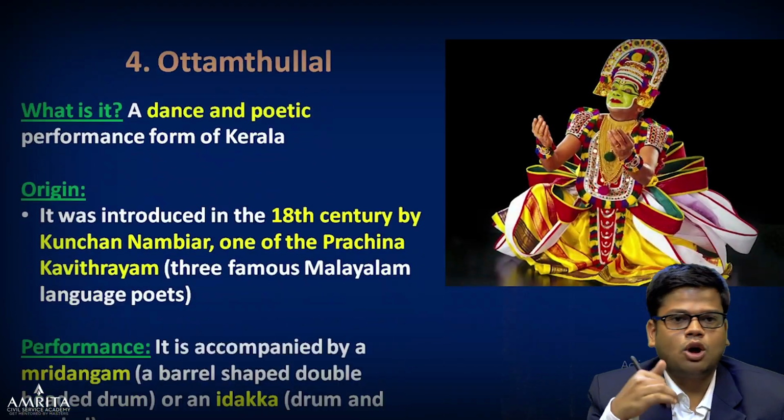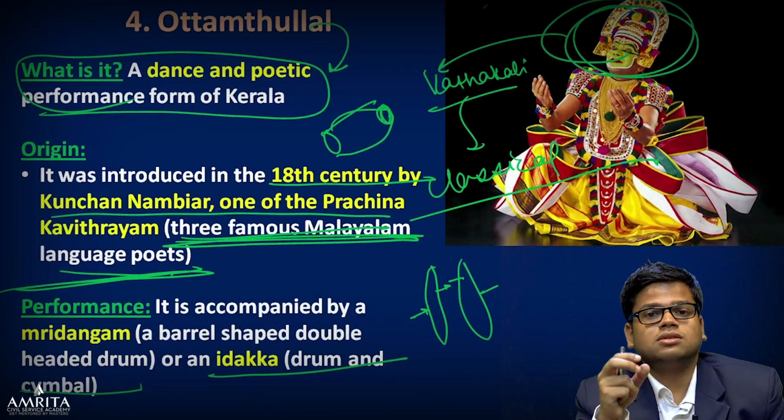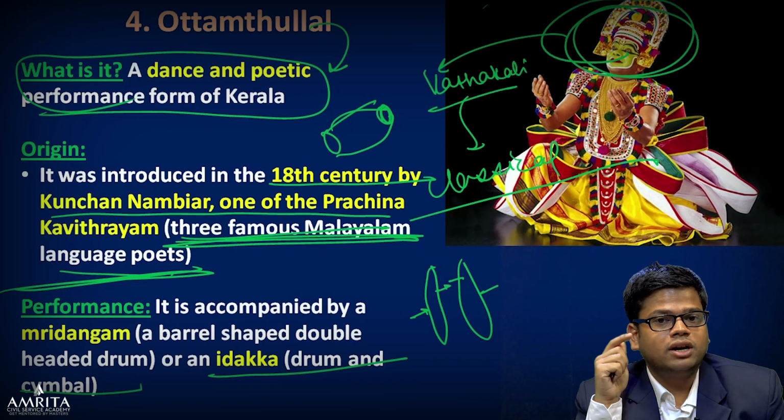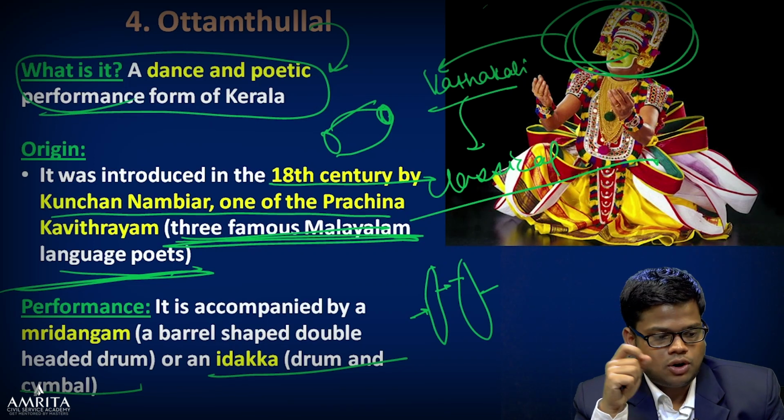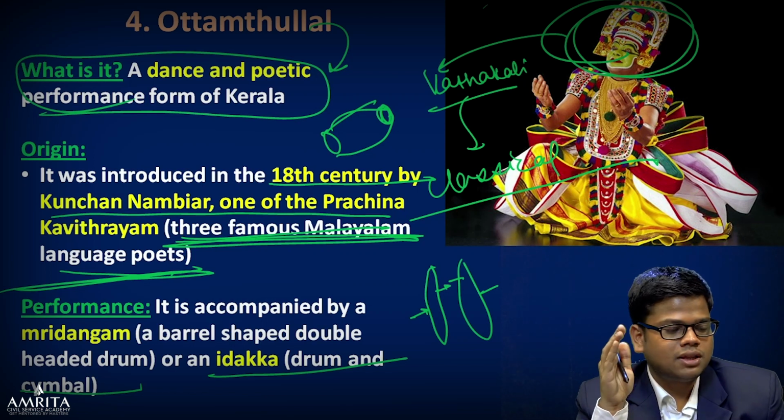More important, it belonged to Kerala. It has a resemblance with the Kathakali, not Mohiniyattam. Mohiniyattam is also from Kerala. Right? It started in the 18th century by one of the Malayalam language poets, and is accompanied by the Mridangam and the Idakka.